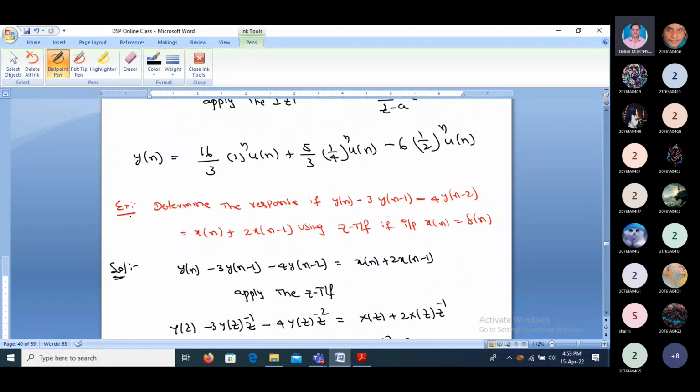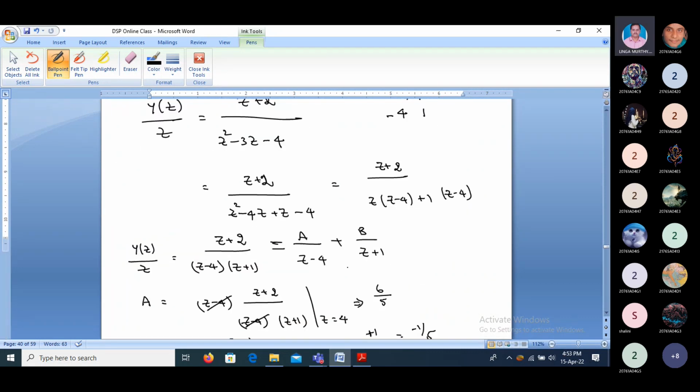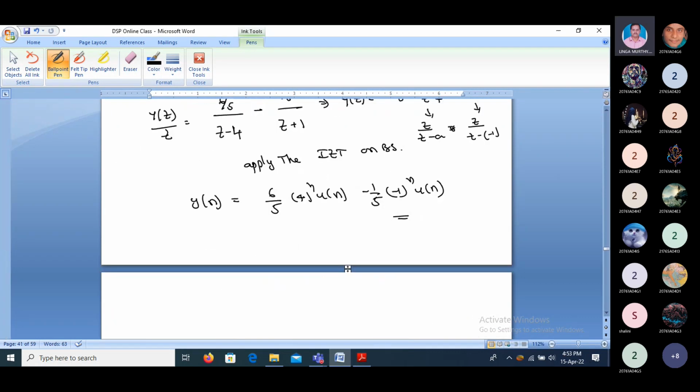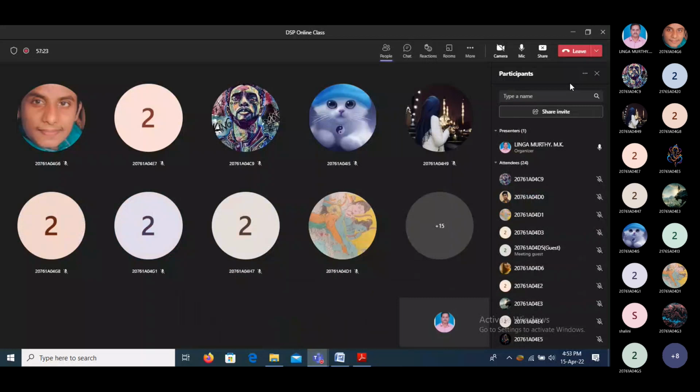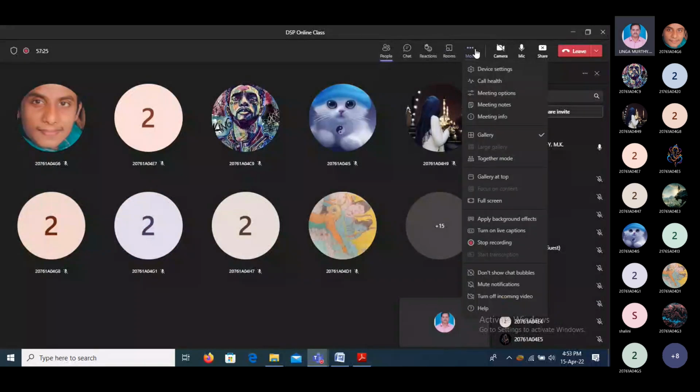In examinations you can follow any one method, either homogeneous and particular solutions or this method. This is the same problem we solved in the first unit also. Just go through your notebooks, we solved this problem using homogeneous and particular solutions. The same problem we can apply here using z transformation. So this is the use of the z transformation method. If you have any doubt, please ask me.